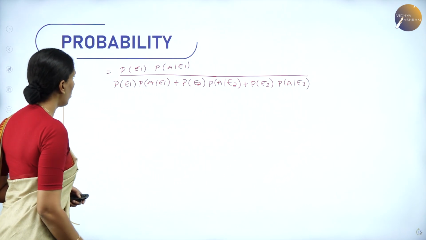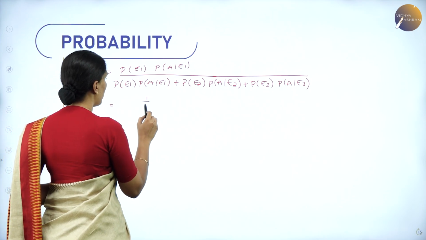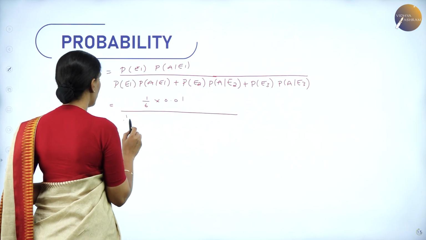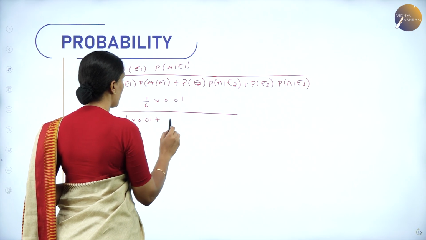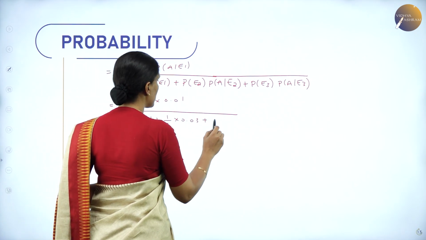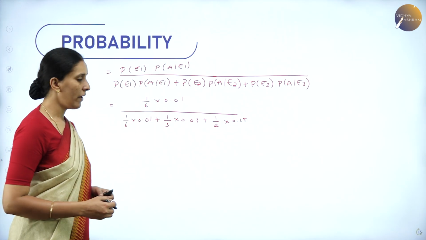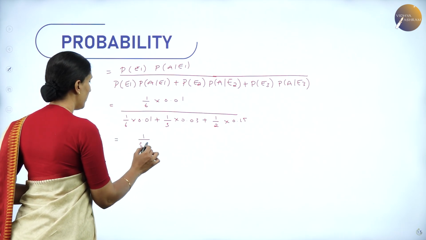Now substituting all the values here, so we have the values as 1 by 6 into 0.01 whole divided by 1 by 6 into 0.01 plus 1 by 3 into 0.03 plus 1 by 2 into 0.15. So simplifying this, we'll get the value as 1 divided by 52.